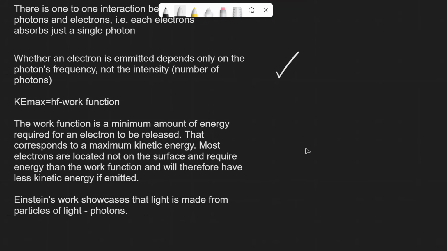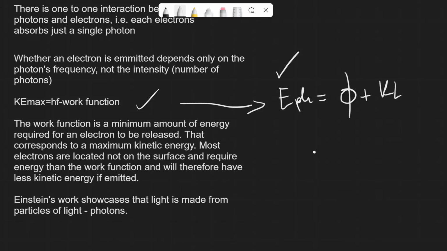The equation that governs it is that the maximum kinetic energy is equal to hf minus the work function. This is actually an equation for energy conservation. So the energy of a photon is split between the work function, typically given as phi, and the rest is left as kinetic energy. This is Einstein's famous equation.